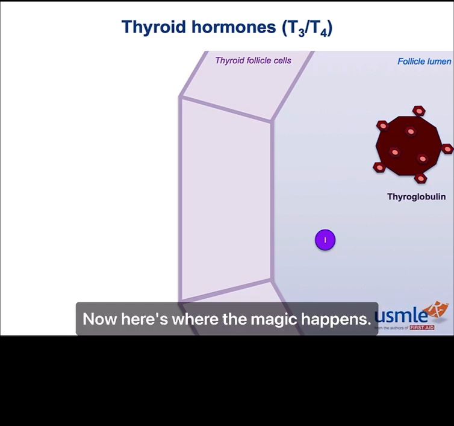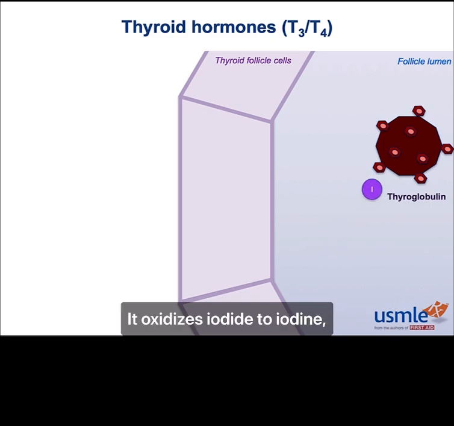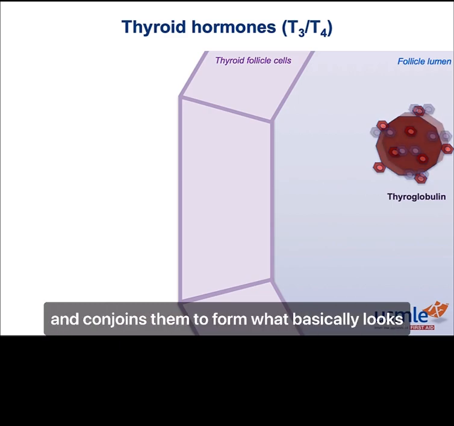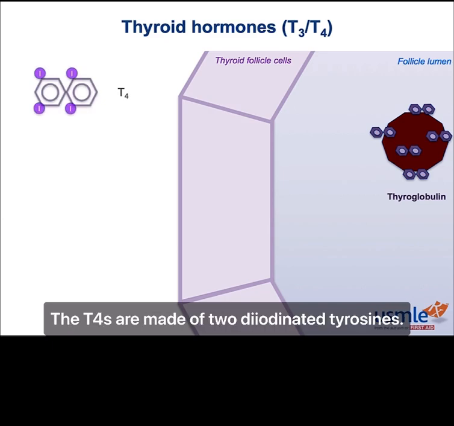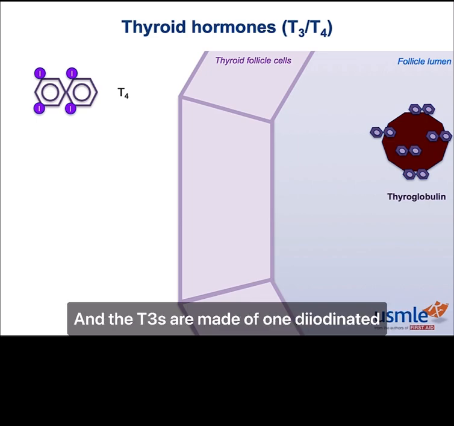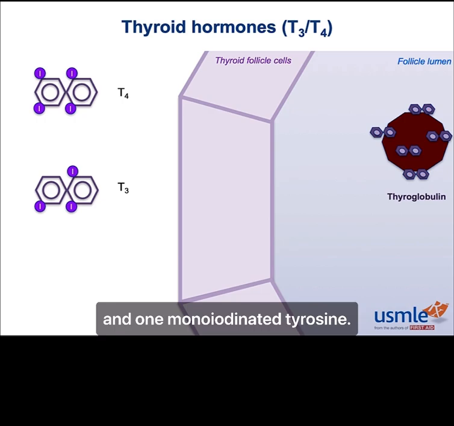Now here's where the magic happens. Thyroid peroxidase, this wonderful enzyme that hangs out in the lumen of the follicle, does three things at once. It oxidizes iodide to iodine, iodinates the tyrosine residues, and conjoins them to form what basically looks like T3s and T4s sticking out of a protein ball. The T4s are made of two diiodinated tyrosines, and the T3s are made of one diiodinated and one monoiodinated tyrosine.